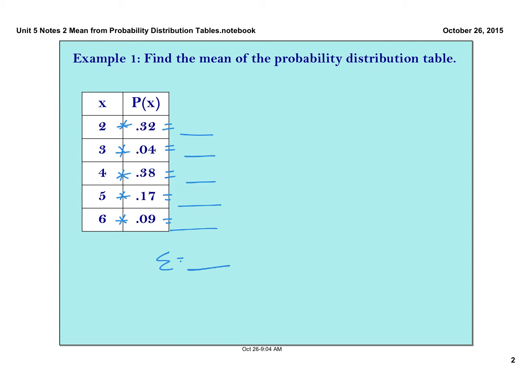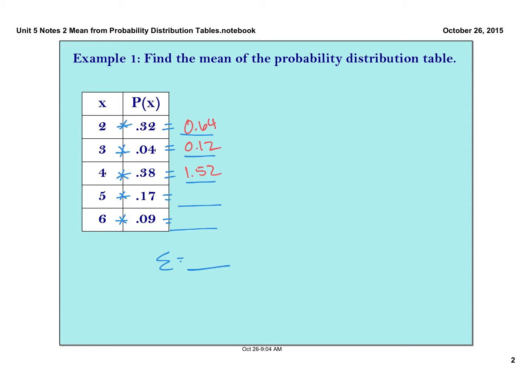So if I go through and multiply, I take 2 times 0.32, which is 0.64. The next one down, 3 times 0.04, 0.12. 4 times 0.38, 1.52. 5 times 0.17.